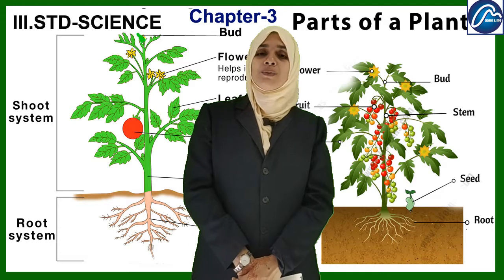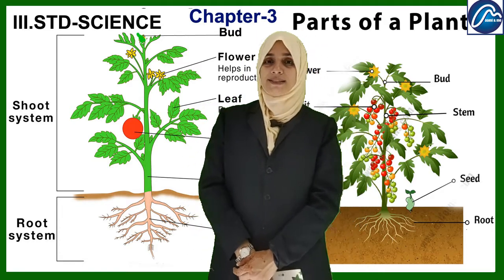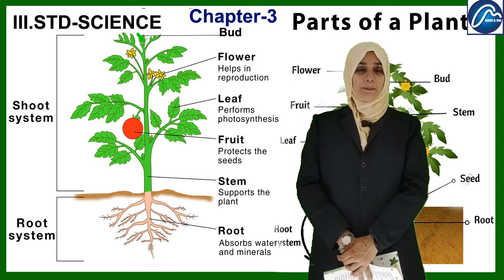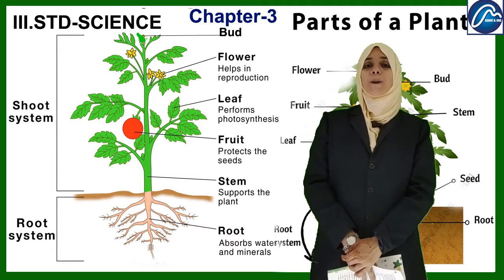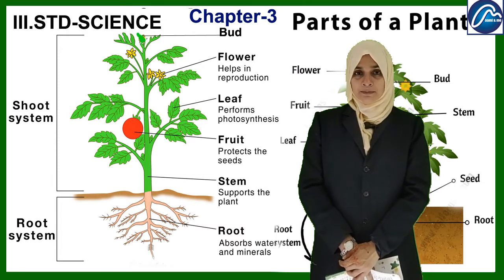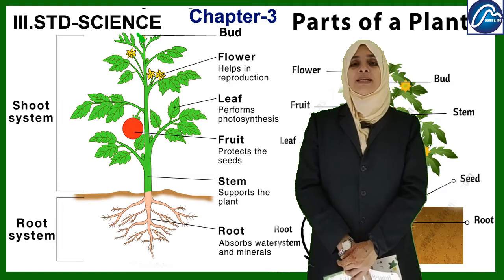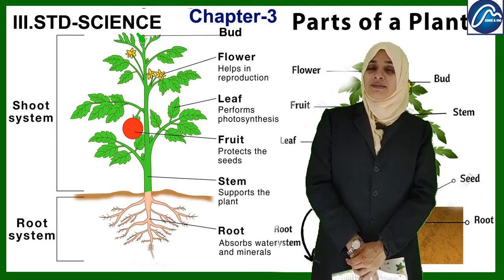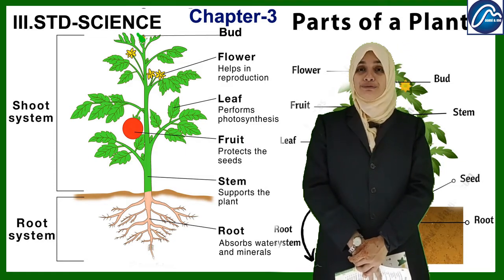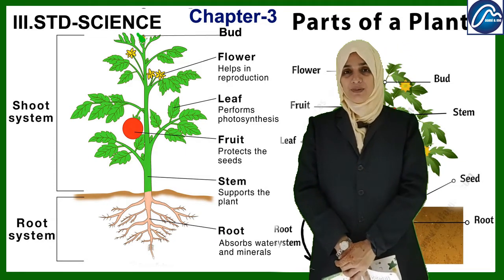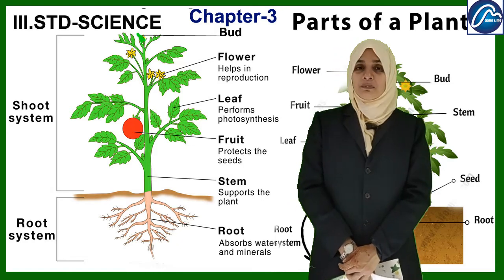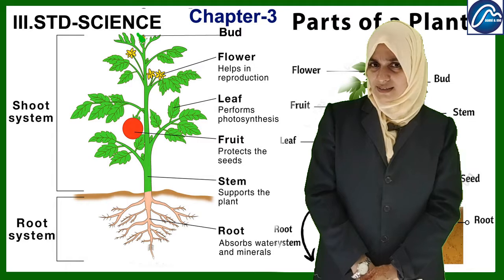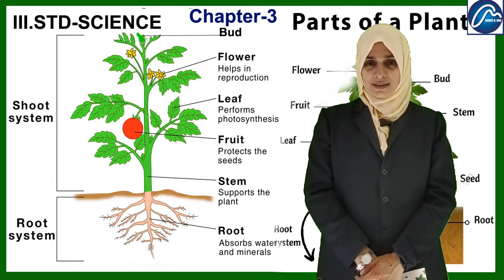You have already studied in 2nd standard the parts of plant. Which are the parts of plant? Plants have stem, roots, leaves, branches, flowers, buds, fruits, etc. These are the main parts of a plant. You have already studied in 2nd standard, right? Okay?